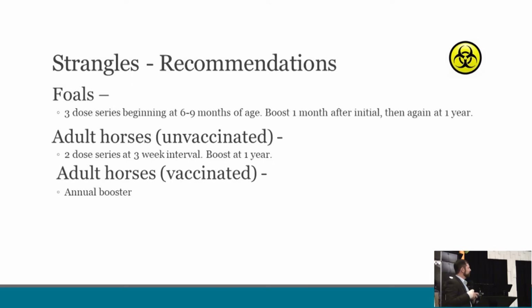So recommendations for strangles. For foals, we recommend a 3-dose series beginning at 6 to 9 months of age. And then we boost that at 1 month after the initial, and then again at 1 year. So similar to those other vaccines. For adult horses that are unvaccinated, they should receive a 2-dose series at about a 3-week interval, and then again boost at 1 year. And for adult horses that have been vaccinated, an annual booster is usually sufficient.